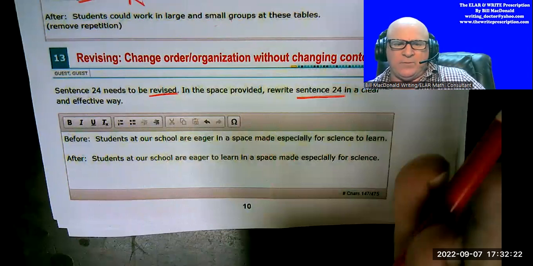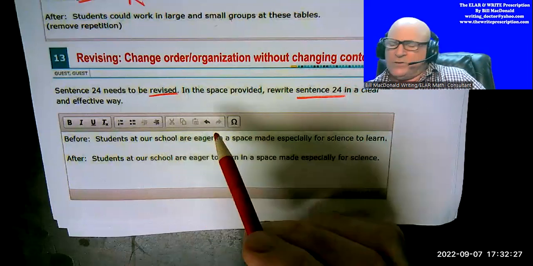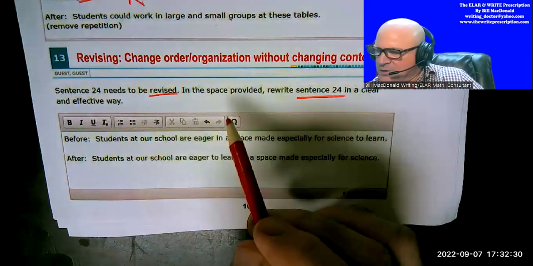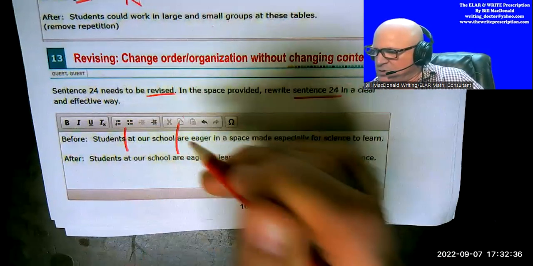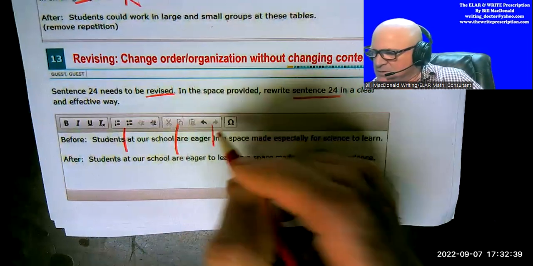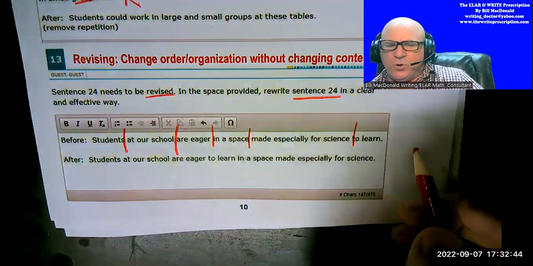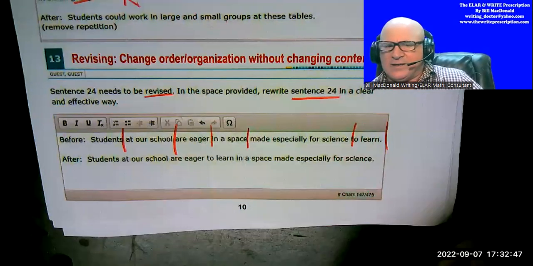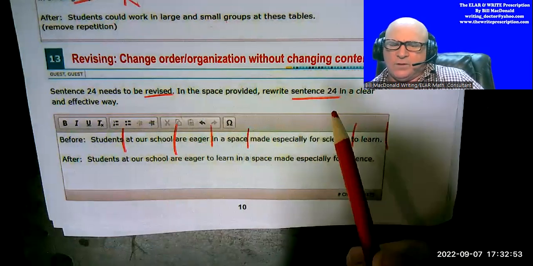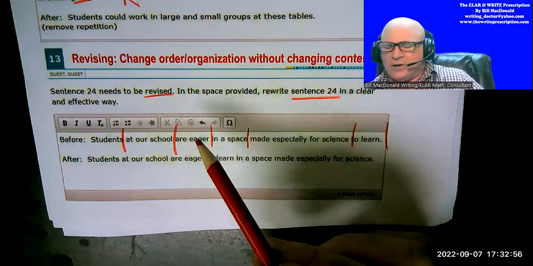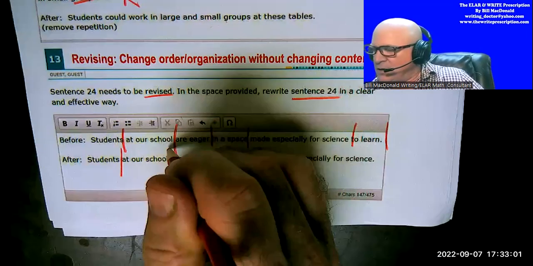So here's what it said before. Students at our school are eager in a space made especially for science to learn. So it has students, the who, at our school, where, are eager, what, in a space made especially for science, why, to learn. So I've got to change the order of those phrases. If you break it down in sections like that, it makes your students think of pieces of a puzzle. So students, yes. At our school, yes. Are eager. Eager what? They're eager to learn.